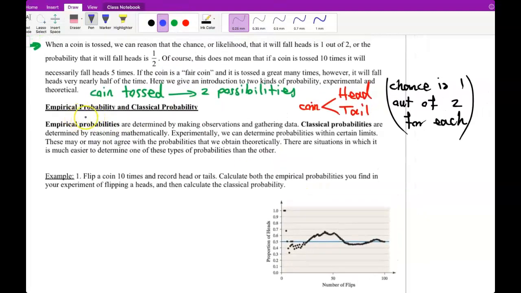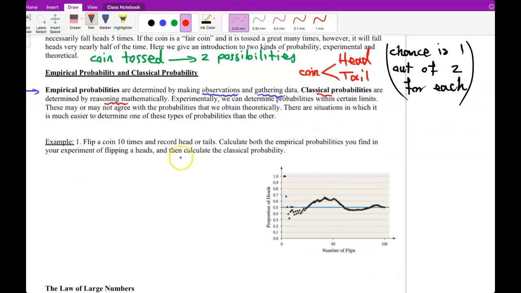The next part is empirical probability and classical probability. Here we have a definition for these two. The first one, empirical probabilities are determined by making observations. So on this part we have observations and also we gather data. But on the other hand, classical probabilities are determined by reasoning, so reasoning mathematically. So we have these two here.